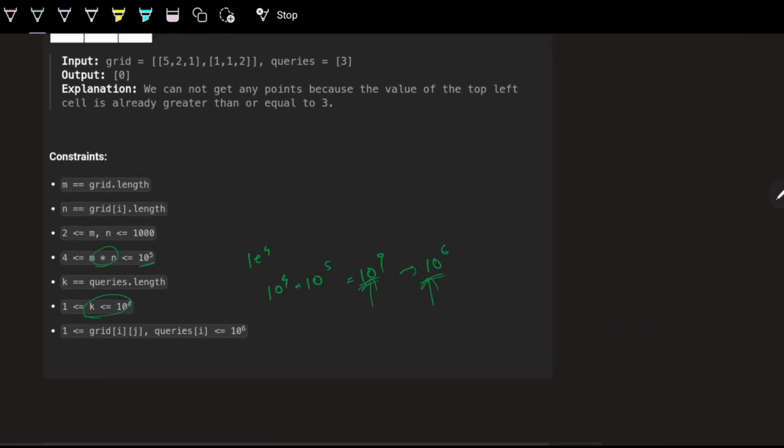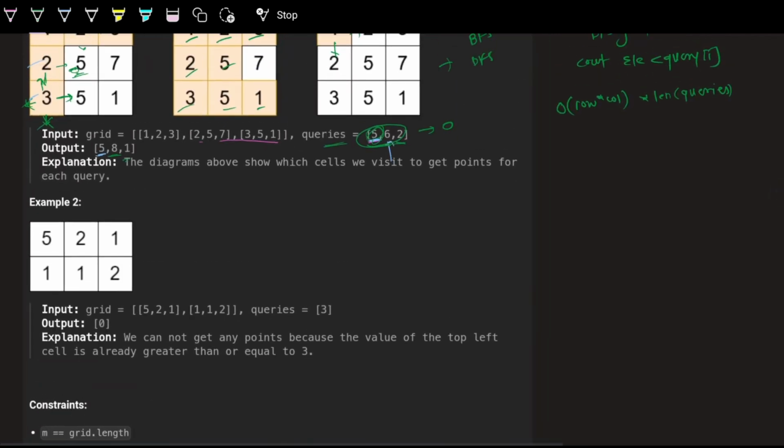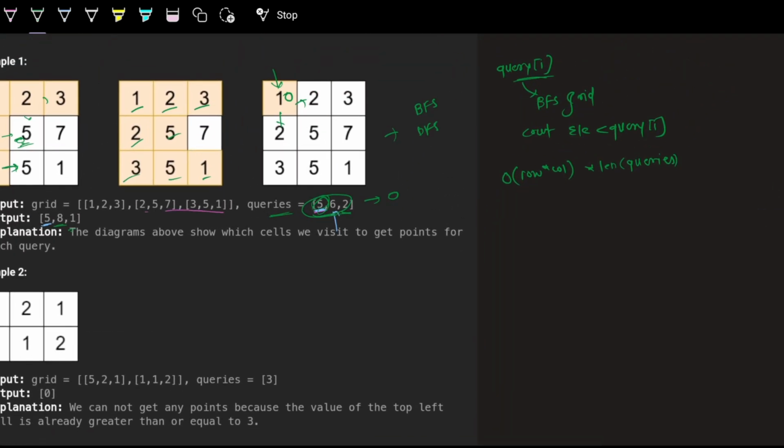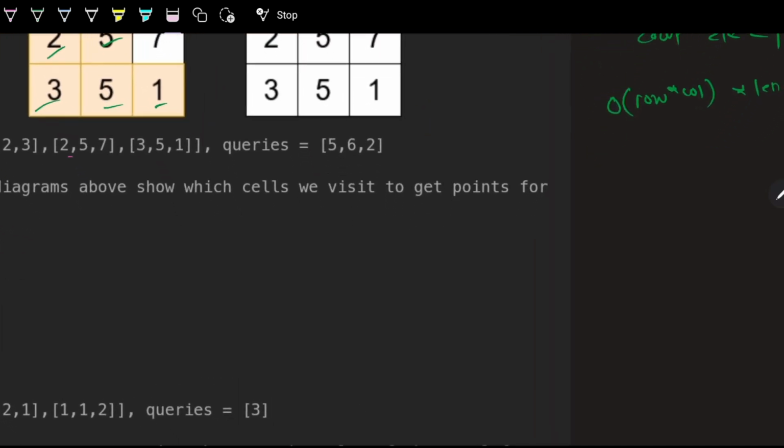How can we do this? See, the approach would be the same. We have to use BFS here to count the number of cells that are less than queries of i. But we need to have some observation here. What is my observation? These are my queries, right? Just tell me one thing: the cells which are less than 2 will be 100% less than 5, and the cells which are less than 5 will 100% be less than 6, correct?